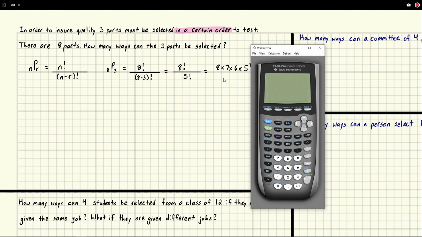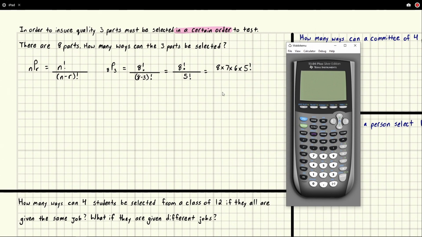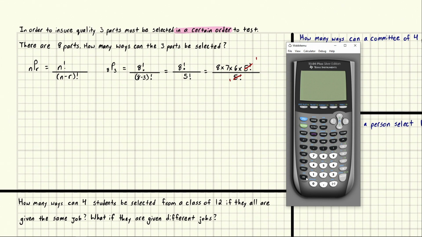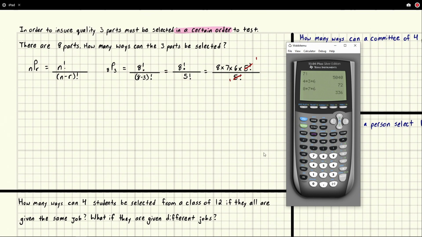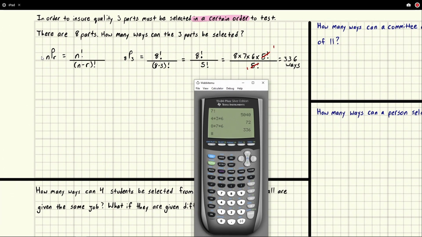So we're going to stop there and say if we were to keep going, we'd be writing out 5 factorial. And then we put a line and we include the bottom 5 factorial. We can simplify the 5 factorials to 1, right? And then we're left with 8 times 7 times 6 times 1. So we can do that really easy. 8 times 7 times 6, and we get 336 ways. 336 ways. Now we could verify this answer by simply plugging this into the calculator.